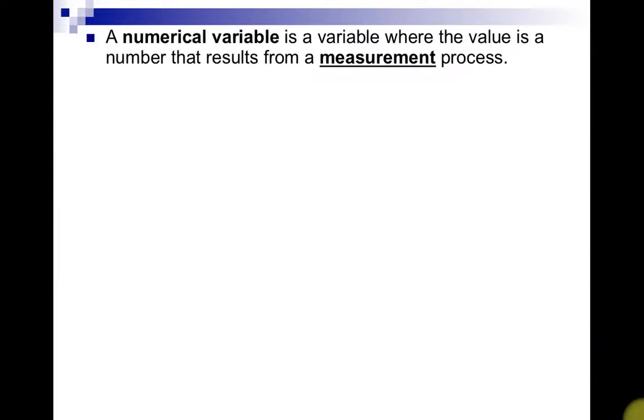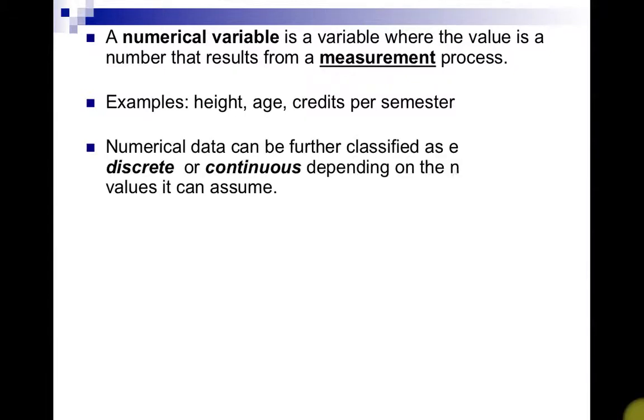On the other hand, numerical variables are variables where the value is a number that results from a measurement process. So, a person's height, a person's age, the number of credits per semester that the person is taking. These are all numerical variables. Numerical data can be further classified as either discrete or continuous, depending on the numerical values it can assume. So we're going to break down numerical variables into discrete or continuous variables.